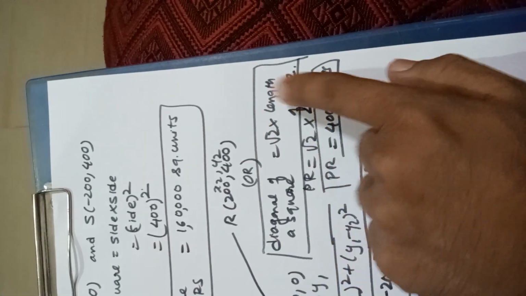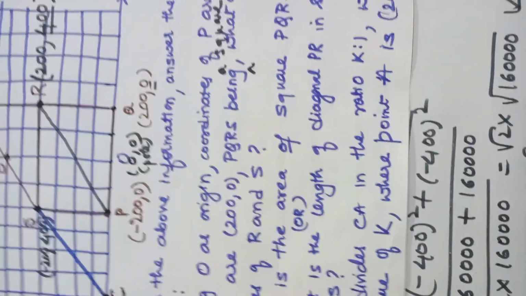So this will be much easier when you know the length of side. In this way, you can easily determine the diagonal of a square. So we have answered this choice question B as well.